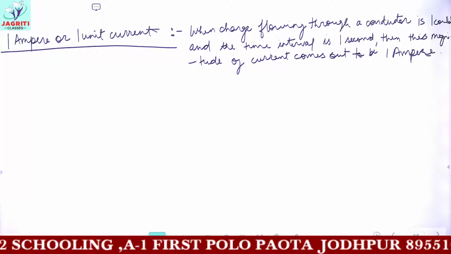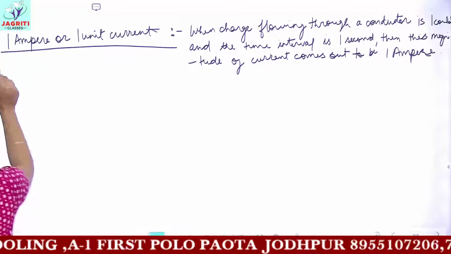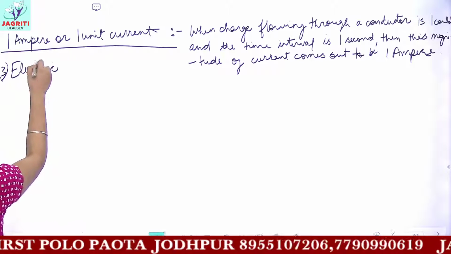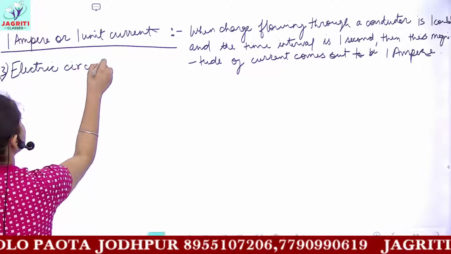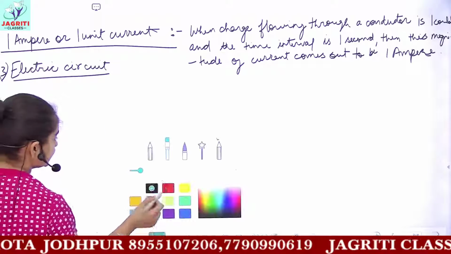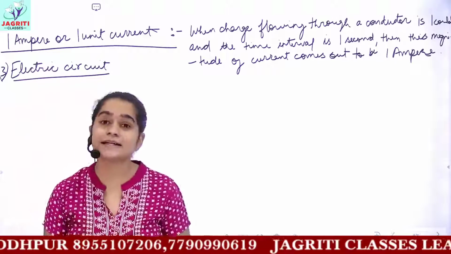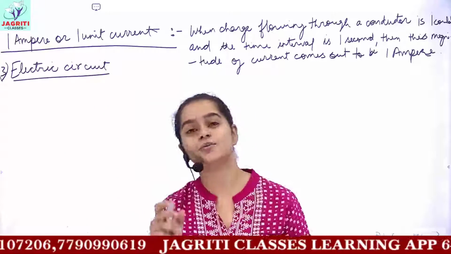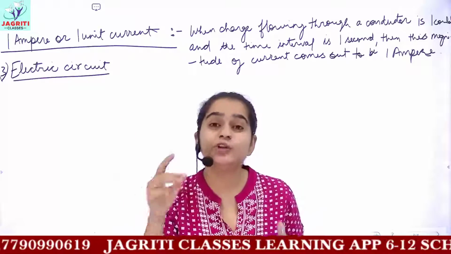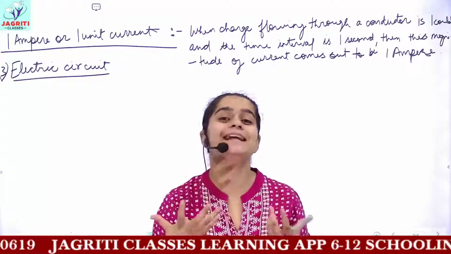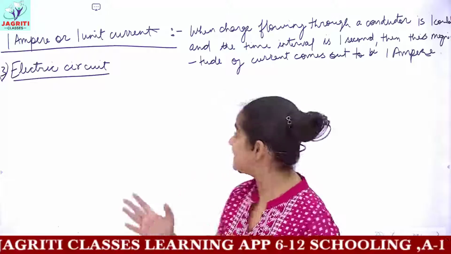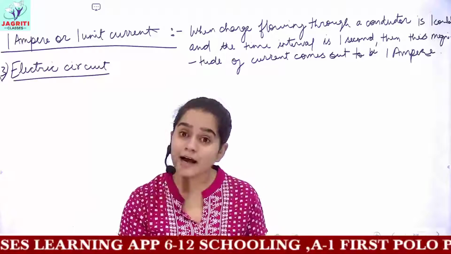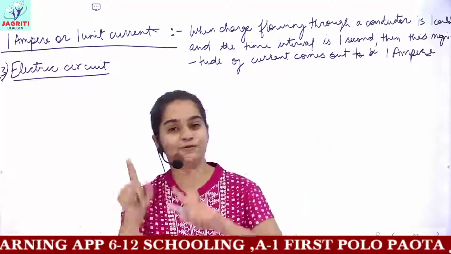So next comes the term which would be our third term. It is electric circuit. So now you have to define electric circuit. What do you mean by the term electric circuit? So electric circuit is the closed continuous path through which the charge flows, or you can say when the charge flows, it would produce electricity, electric current. So you can say circuit is a closed complete path through which the current flows.